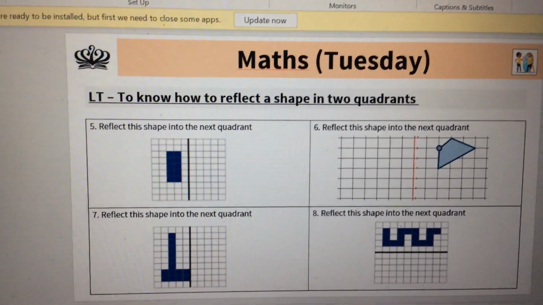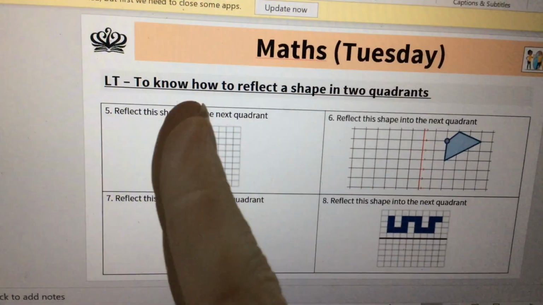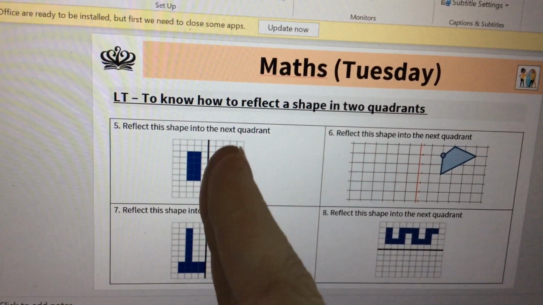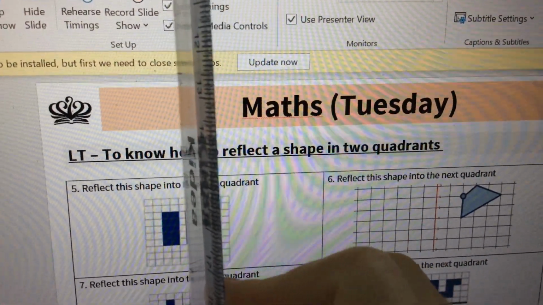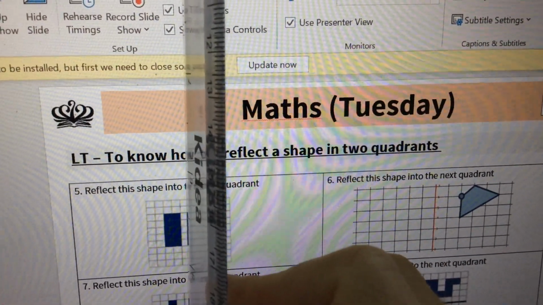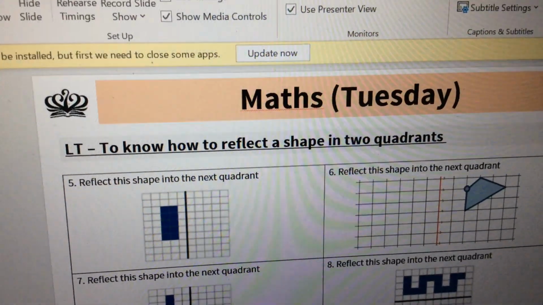If you have a mirror at home that you can lie straight flat onto your paper, I don't have one, but it would be like this. If you lie it straight on the mirror line and then have a look at the reflection in the mirror, that will be a really good way of checking.